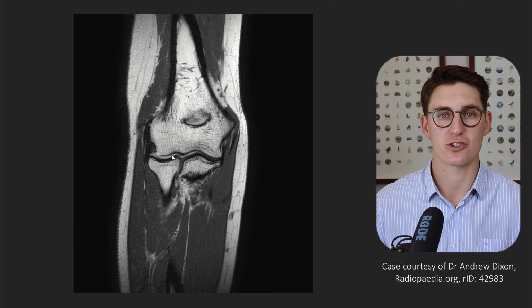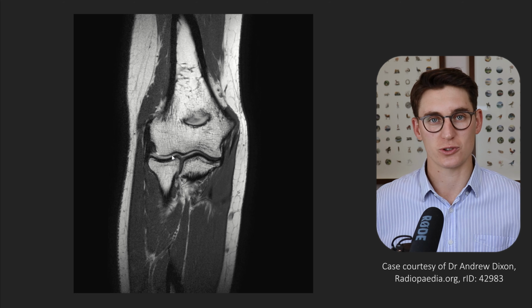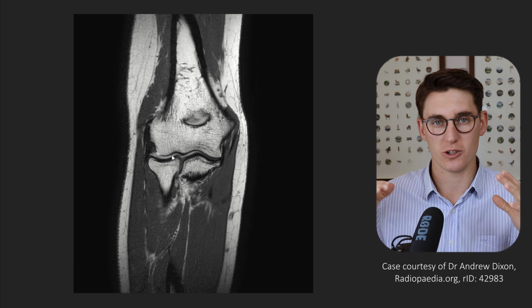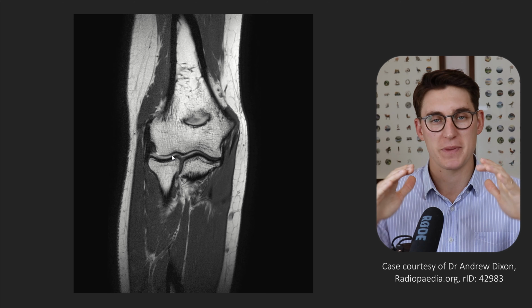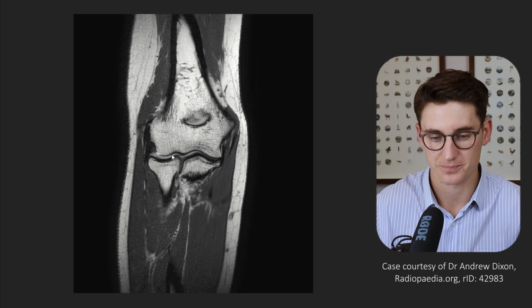So let's start out laterally. Now, as with any joint in the body, our tendons lie lateral and our ligaments lie medial. Our ligaments keep the bones together. We don't want tendons interfering with the ligaments there. Our tendons are lateral to those ligaments to allow movement across the joint.